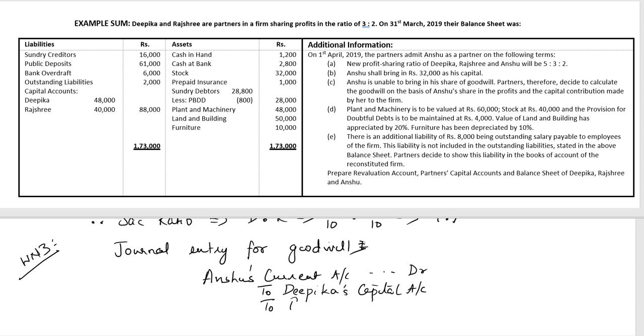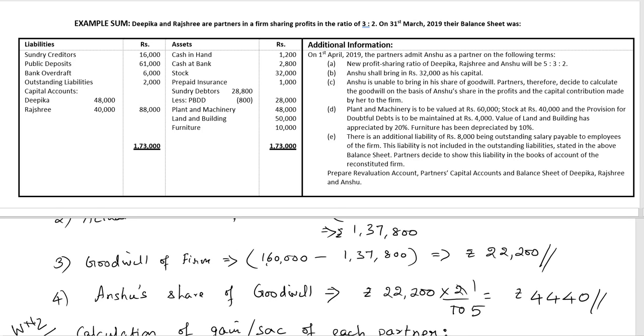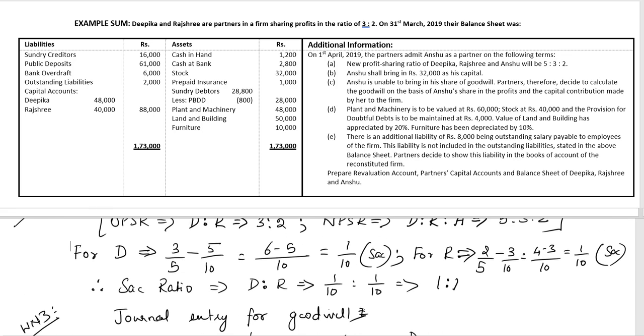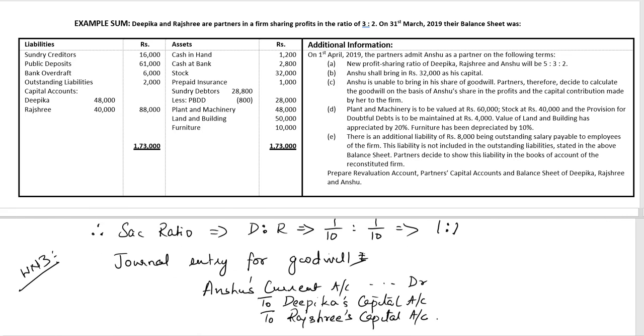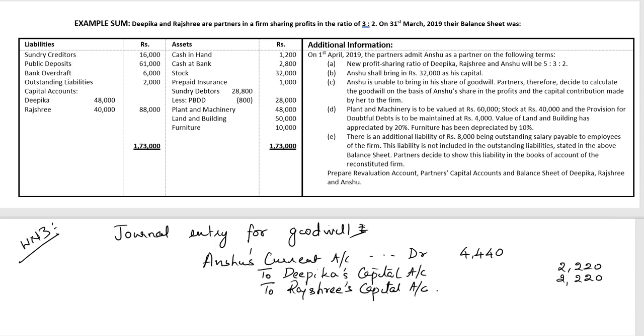to Rajshri's capital account. The sacrificing ratio is 1:1, and Anshu's share of goodwill is rupees 4,440. So 4,440 rupees in 1:1. So it's 2,220 against Deepika and rupees 2,220 against Rajshri.